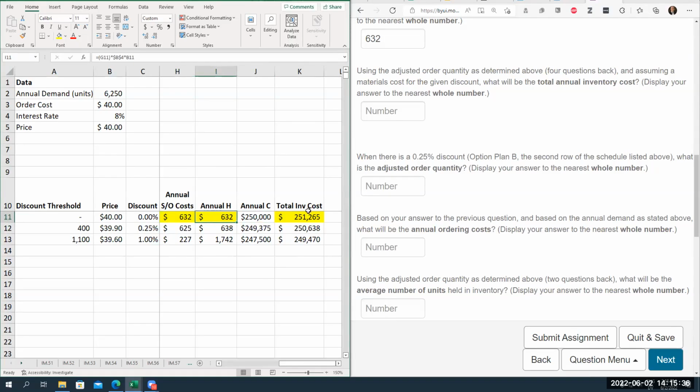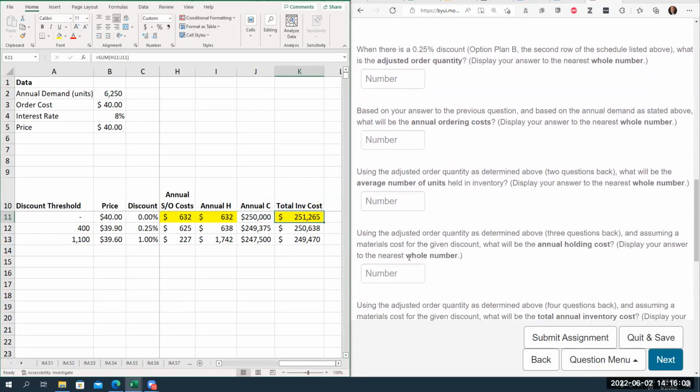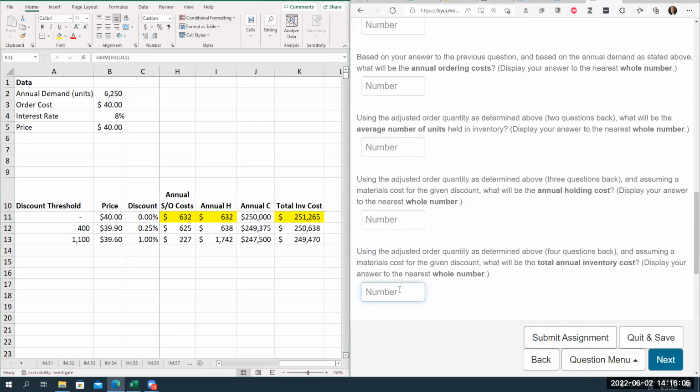This is the ordering cost. This is the holding cost. This then is the total inventory cost. We're just summing those three up. We're taking our ordering cost, adding our holding costs, which in this case is really an opportunity cost of money, and we're also adding the actual dollar value of these units, which is that 250,000. That total inventory cost is $251,265. And that's going to be this very last one, $251,265. Let's see, did I get it all right?